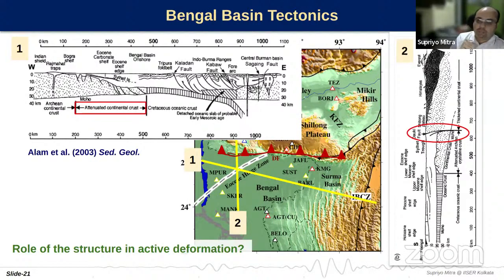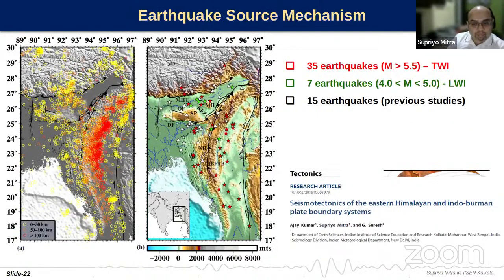For this, I will turn to the earthquakes. This is work that was done by my undergraduate student, Ajay Kumar. So we looked at about 42 moderate size earthquakes, and also combined earthquakes from previous studies which had good mechanisms. We used two different techniques to look at these earthquake mechanisms. We do teleseismic waveform modeling for the bigger ones, which are bigger than 5.5, and we use local waveform inversion for the slightly smaller ones, greater than magnitude 4.